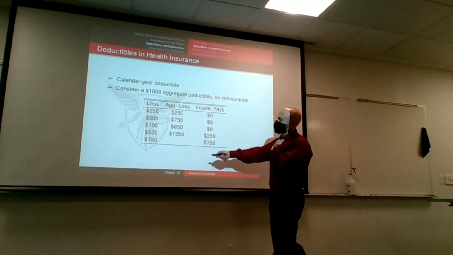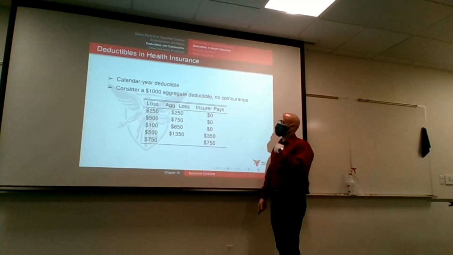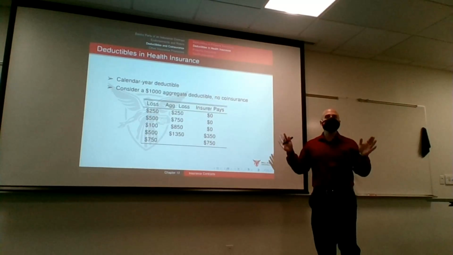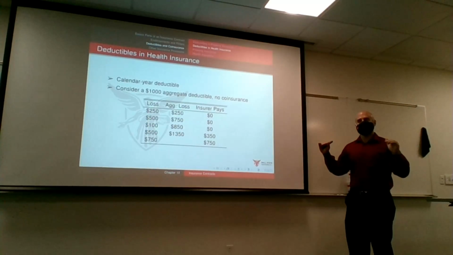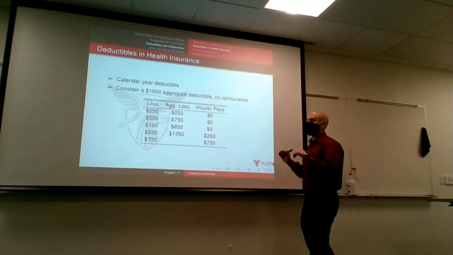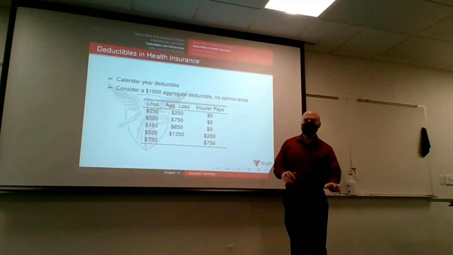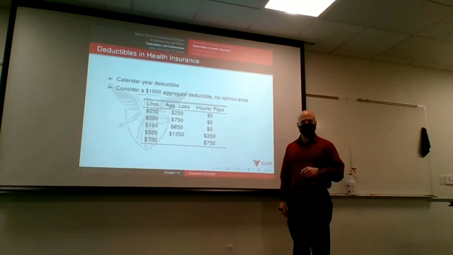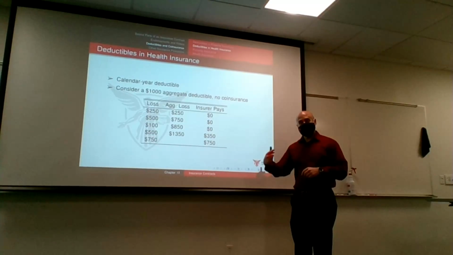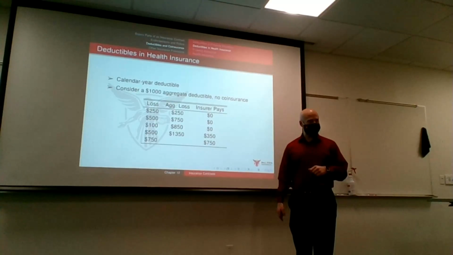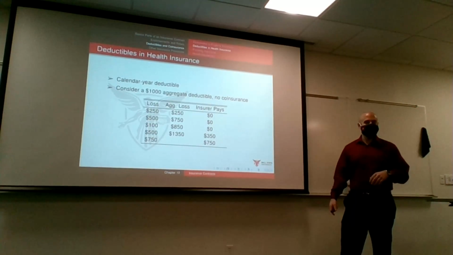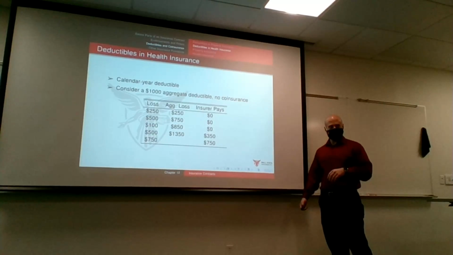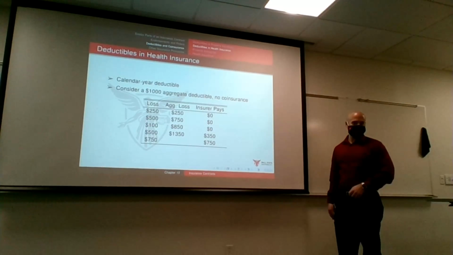However, this fourth loss of $500 puts us at $1,350. Within that first $150, we're done. We've paid our deductible. Anything after that, ignoring any coinsurance clause, the insurance company is going to pay. This resets at the end of the policy. So if the end of the policy is December 31st, then it resets on January 1st. So that's how a health insurance deductible works.